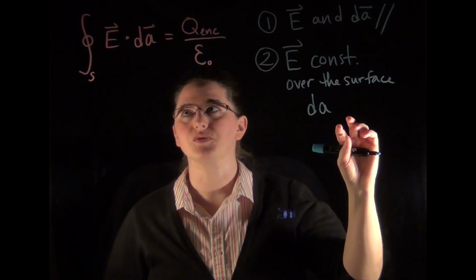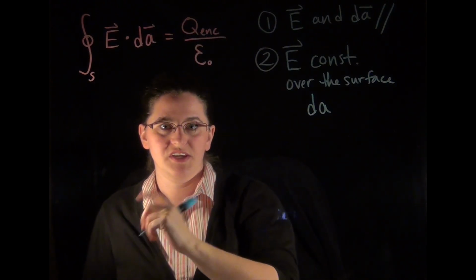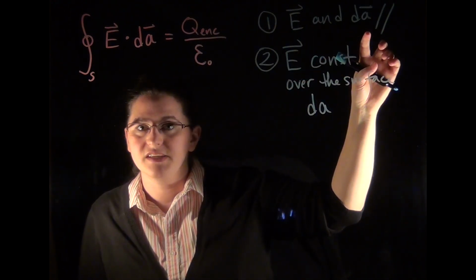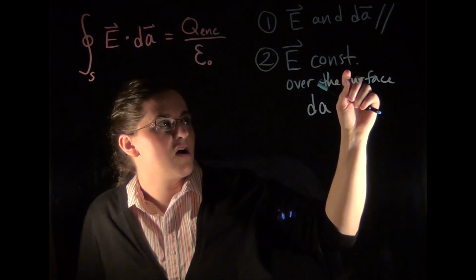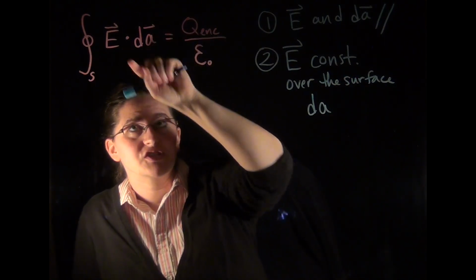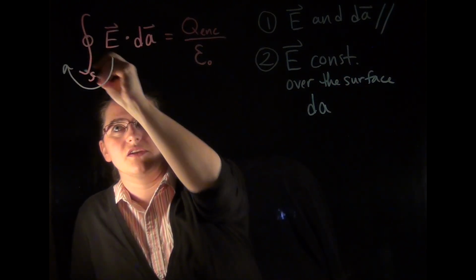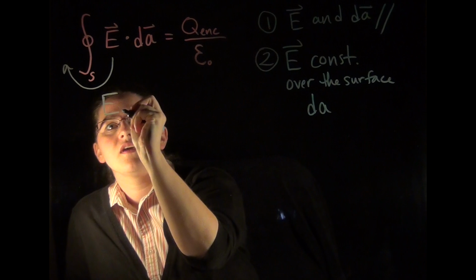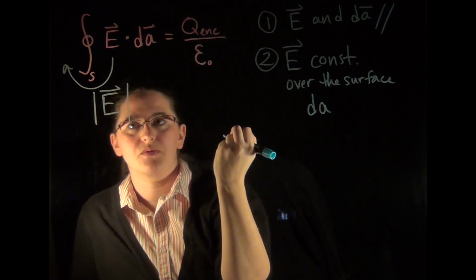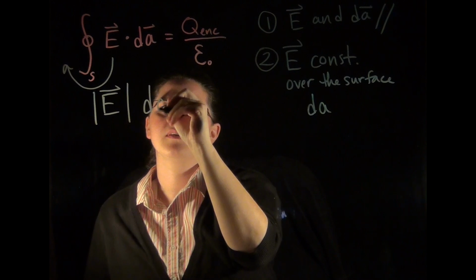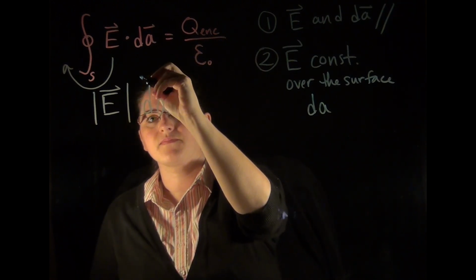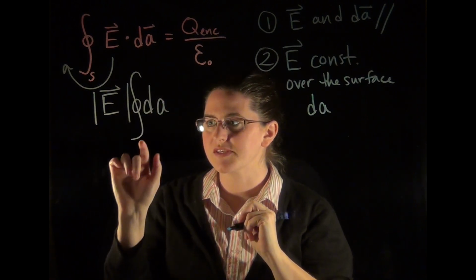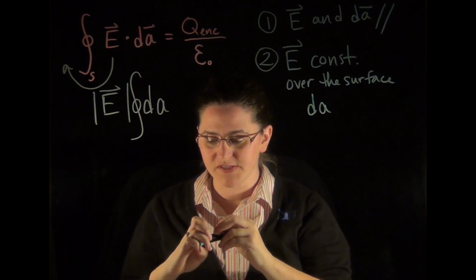If these two things are true, then this side of the equation changes to become this. The dot product goes away because E and dA are parallel, and E is constant over the differential. In other words, it can come outside the integral. So you've just changed the left side of this equation to the magnitude of E, I'm going to draw it with the bars around it, times dA, and that's still the surface integral of dA. So the integral has moved inside, and now you've got two things isolated.